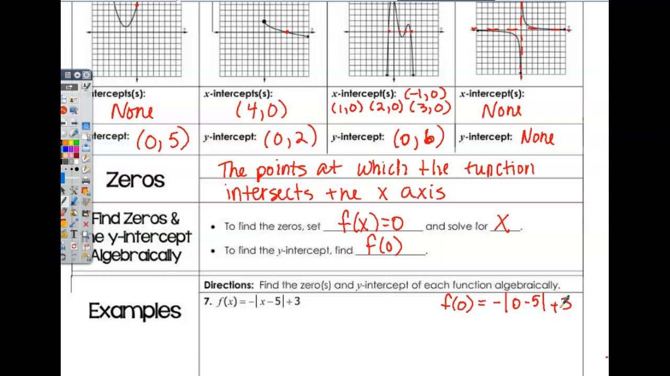So y'all, first of all, before I go on, what do these two little lines mean? Absolute value. And what does the absolute value do? What do those symbols do? Whatever's inside, it turns it positive, right? So inside here, I have 0 minus 5, which is negative 5. The absolute value turns it positive. So I have negative 5 plus 3. And negative 5 plus 3 is negative 2. So my y-intercept is 0, 2. And we write it as an ordered pair. Or 0, negative 2. Sorry, guys.